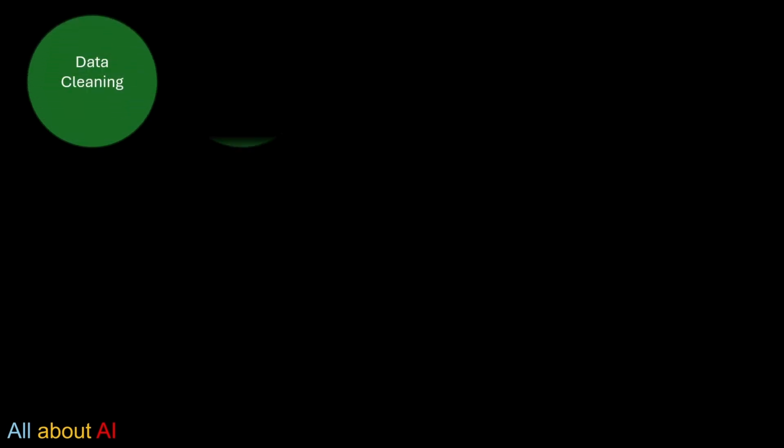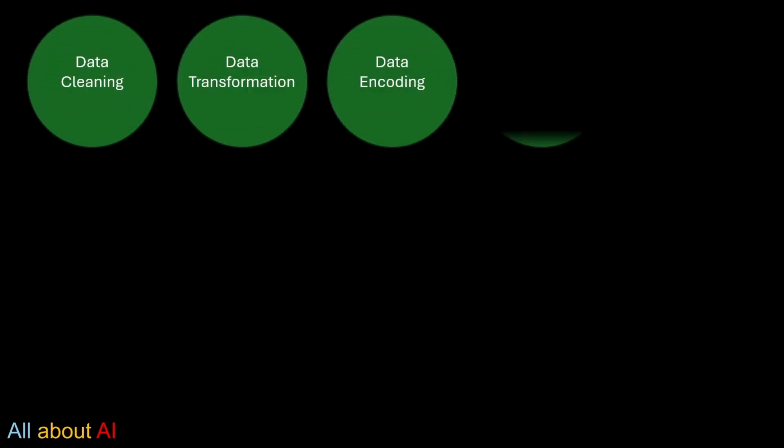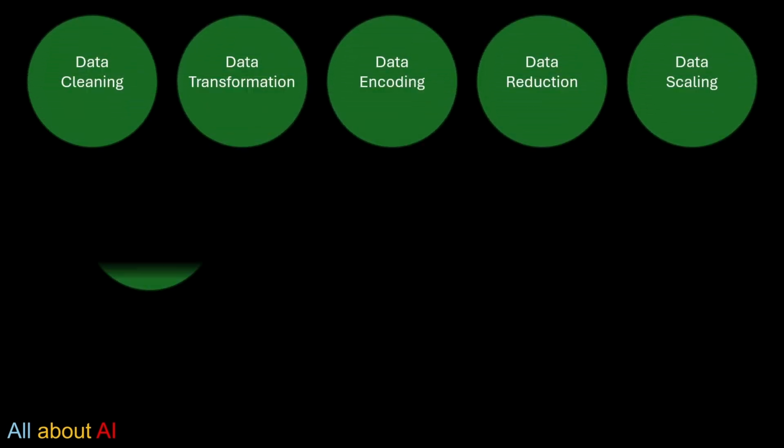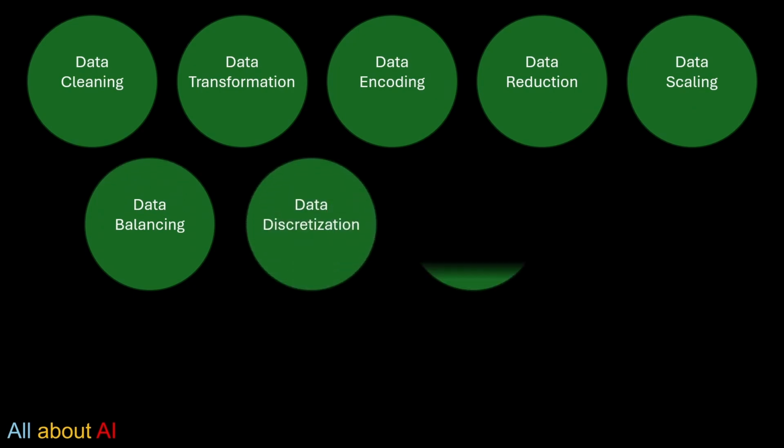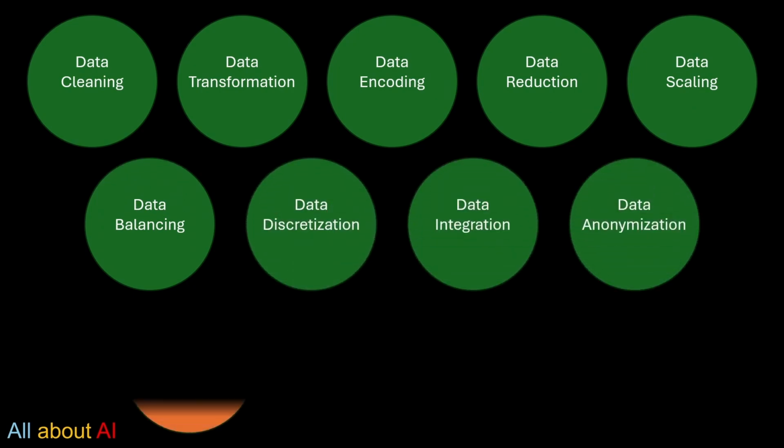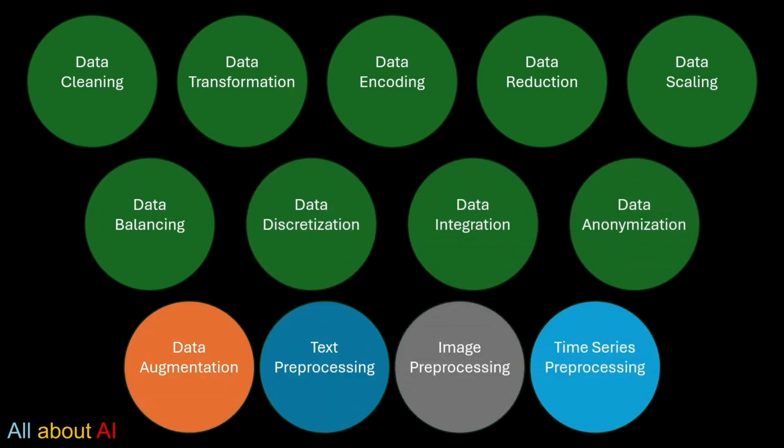data manipulations. Now we'll be covering various data pre-processing methods like data cleaning, data transformation, data encoding, data reduction, data scaling, data balancing, data discretization, data integration, data anonymization. Some of them will be specific to a few fields, like data augmentation will be used in image, text. Then there are specific pre-processing for text, image, and time series data.